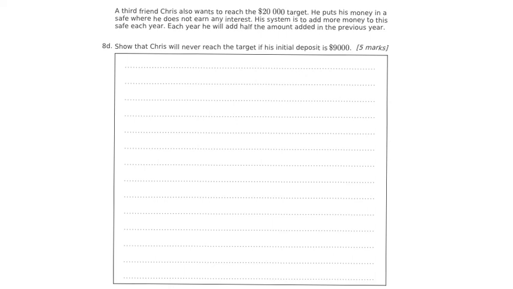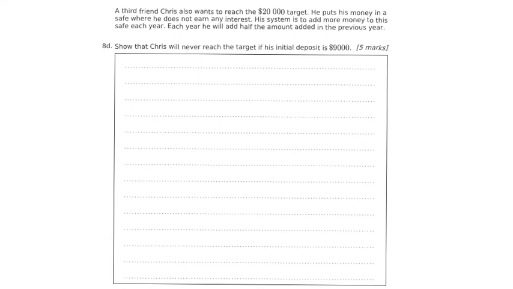8d. A third friend, Chris, also wants to reach the 20,000 target. He puts his money in a safe where he does not earn any interest. His system is to add more money to his safe each year. Each year he will add half the amount added in the previous year. Show that Chris will never reach the target if his initial deposit is $9,000. You need to recognize that this is a geometric sequence.